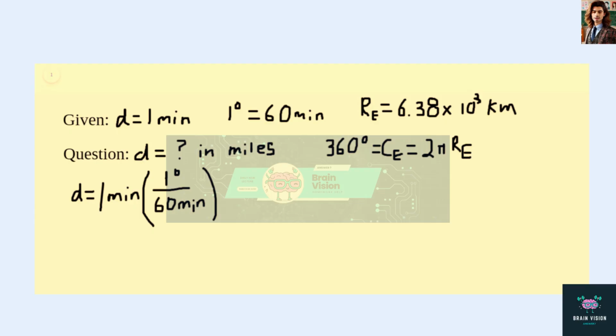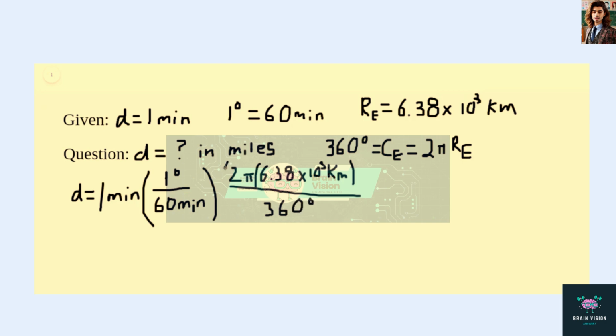Now that we have it in degrees, we want to convert that into kilometers. And we know the conversion from degrees into kilometers based upon the circumference of the Earth, which is 2 pi times the radius of the Earth, 6.38 times 10 to the third kilometers. Is our circumference, 2 pi times 6.38 times 10 to the third kilometers, and that is the equivalent to 360 degrees around the Earth.